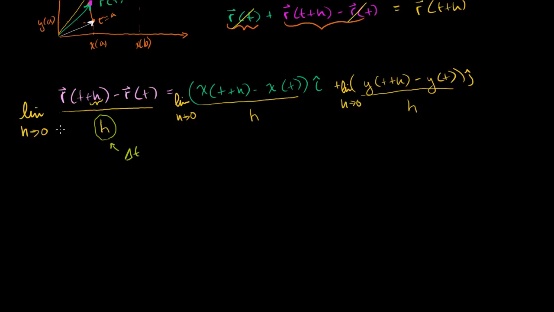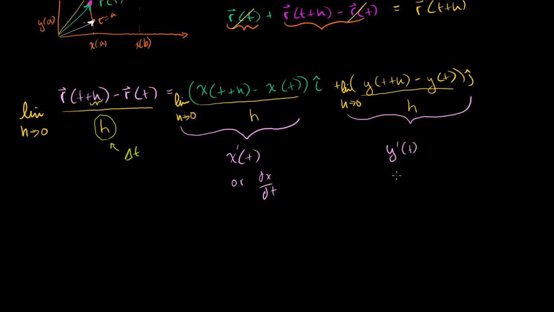We haven't defined limits for vector valued functions. We haven't defined derivatives for vector valued functions. But lucky for us, all of this stuff here looks pretty familiar. This is actually the definition of our derivative. And these are scalar valued functions right here. They're multiplied by vectors in order for us to get vector valued functions. But this right here, by definition, is the derivative. This is x prime of t, or this is dx/dt. This right here is y prime of t, or we could write that as dy/dt.